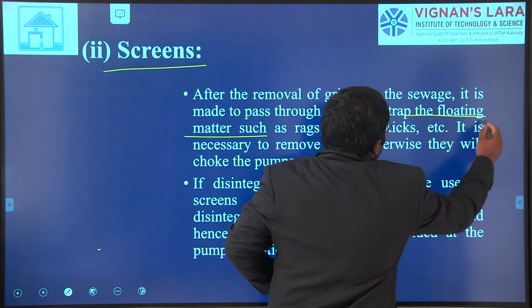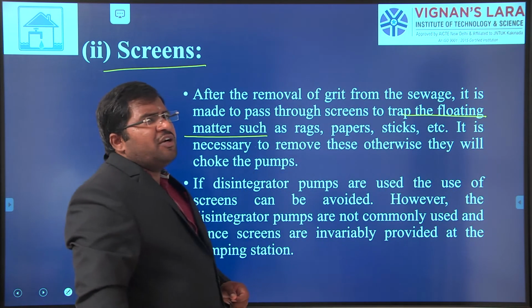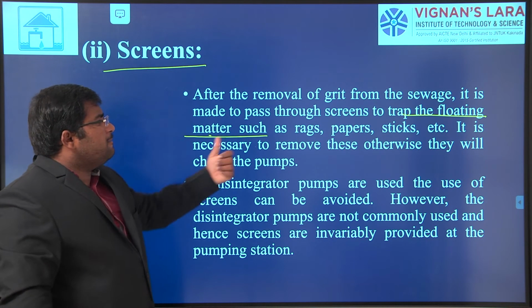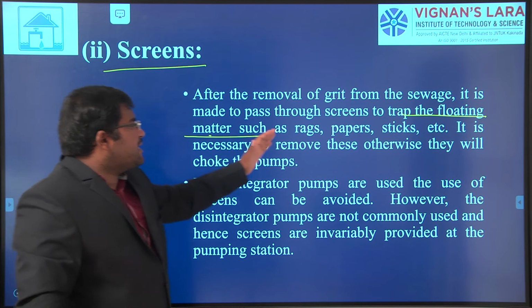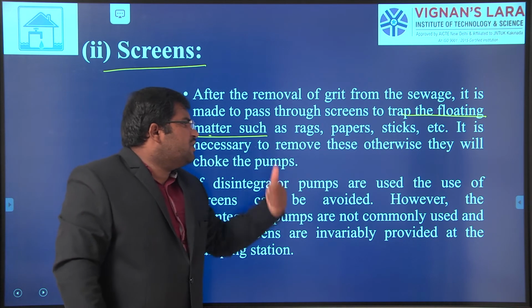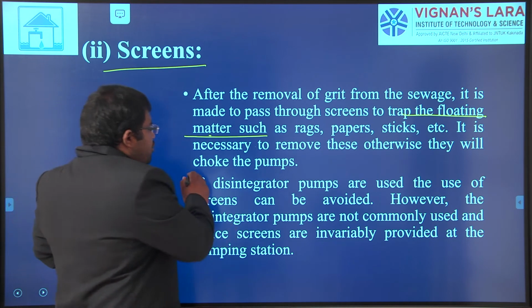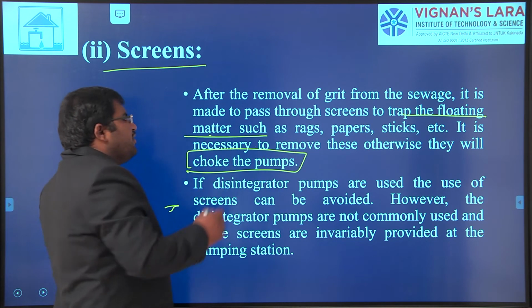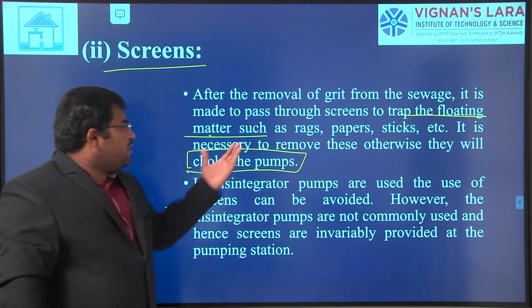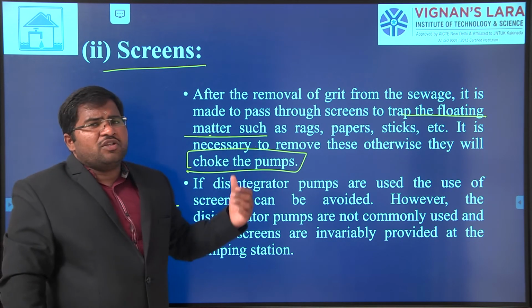I already told you that we are going to remove the floating matter in case of what is called screens, right? Such as rags, papers, sticks, etc. It is necessary to remove these, otherwise they will choke the pumps. If you are not removing any paper and this thing, that is going to choke the pumps.